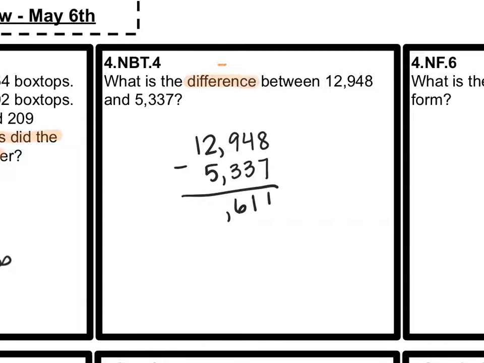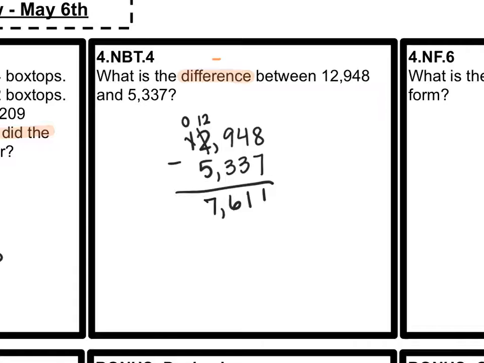2 minus 5 I cannot do. But if I take some sugar from my neighbor 1 and make that a 0 and make this 2 a 12, then I can easily do that math. 12 minus 5 is 7. So the difference is going to be 7,611.